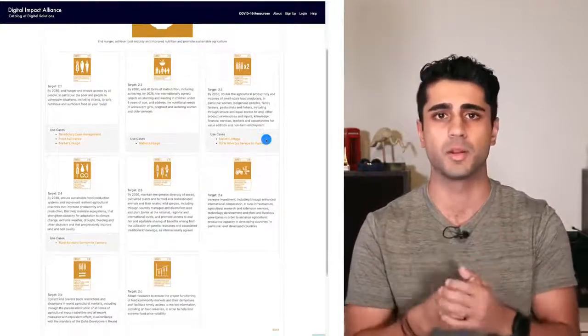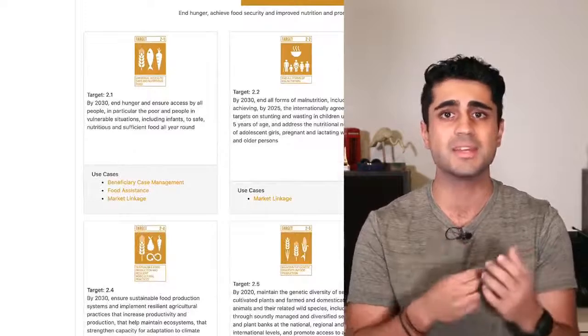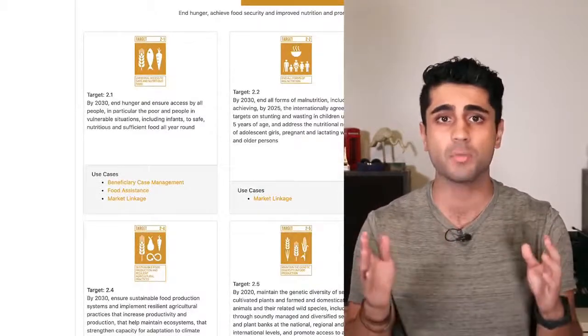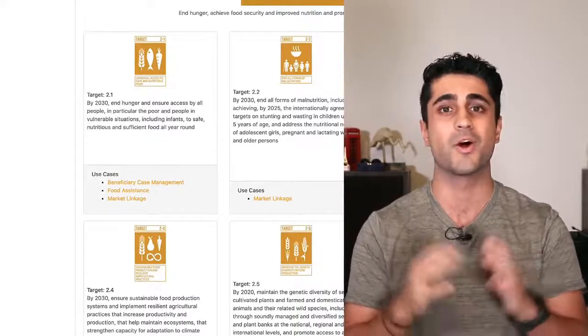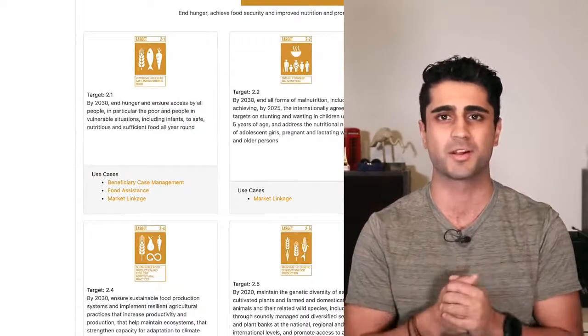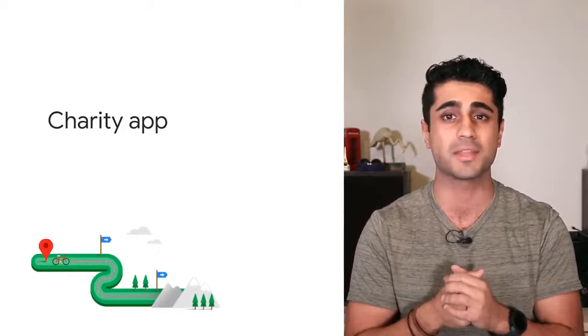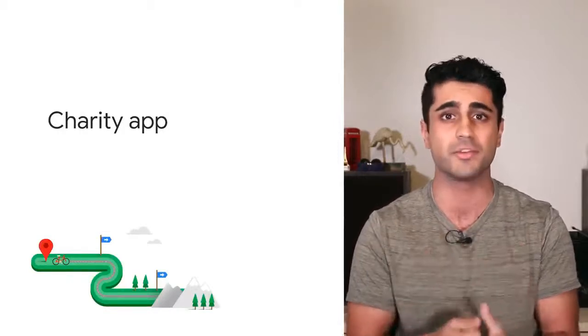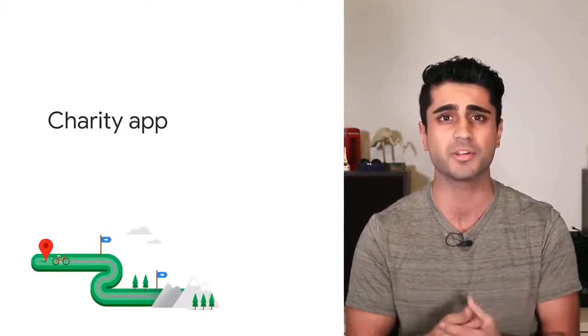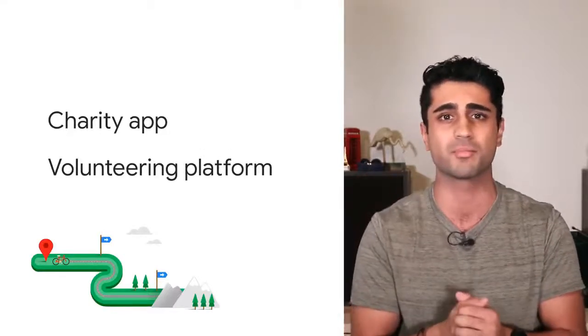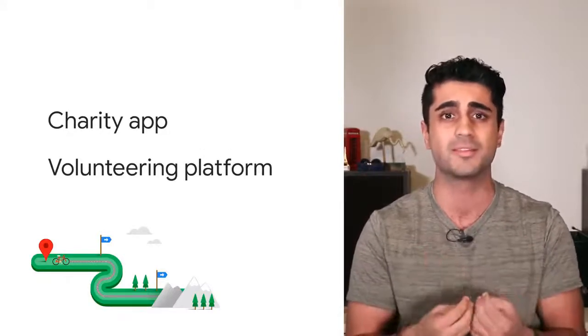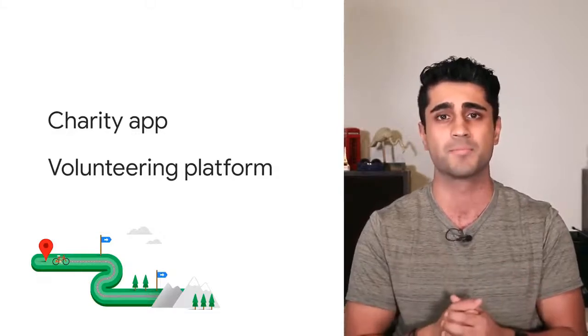For example, Target 1, which summarizes as end hunger by ensuring access by all people to good, healthy food all year round. Okay, so immediately ideas start to spark. Maybe you can build a charity app that either accepts donation-safe healthy food or accepts monetary donations dedicated to providing food. Or maybe you can build a volunteering platform that brings people together to help the community at risk.